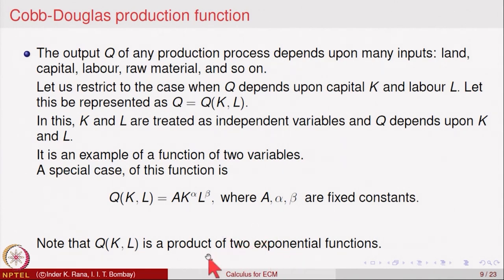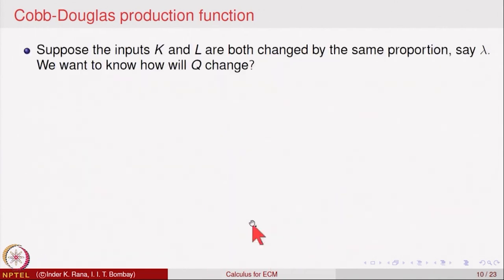So, here this is a product of two exponential functions. Now suppose the inputs K and L, where K is the capital and L is the labor, are both changed by the same proportion. We want to know what will be the effect. They are changed by the same proportion, say lambda. What does that mean? We change the capital by a constant of proportionality lambda, and L is also changed by the same constant of proportionality, lambda. We want to know how Q changes.